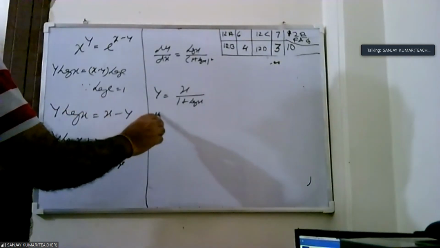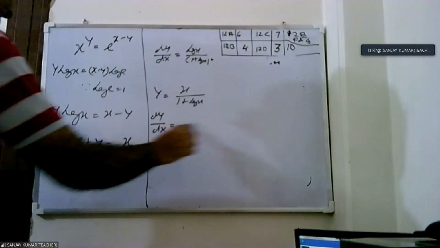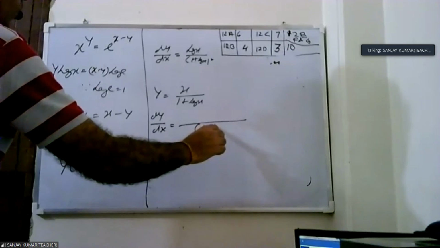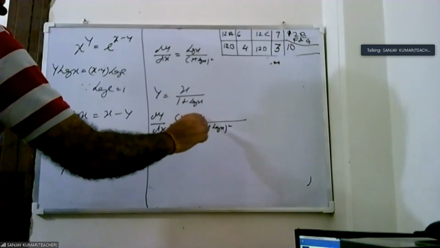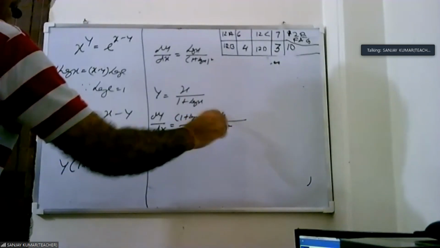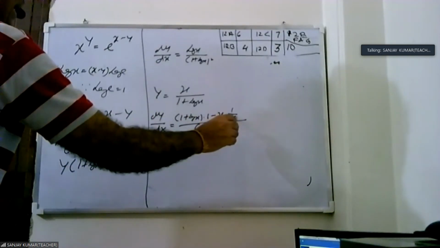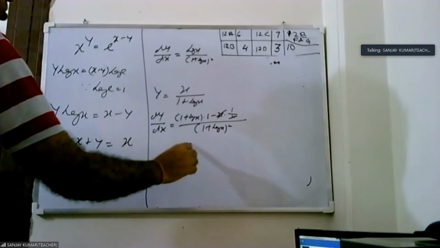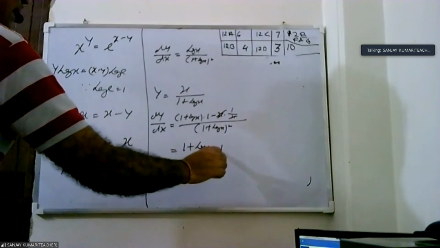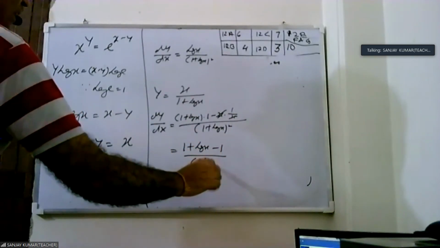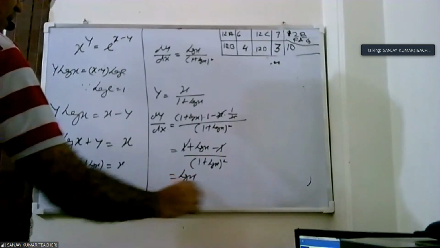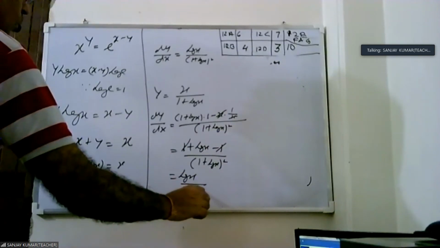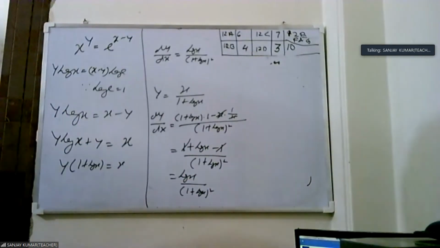Now what is the differentiation? Simple, it is the division rule. (1 plus log x) whole square. Okay, (1 plus log x) into 1 minus x as it is, into 1 by x. So x is cancelled with x. So what do we get? (1 plus log x minus 1) upon (1 plus log x) whole square. This 1 is cancelled and you get the answer. So this is type 2. Okay, in tomorrow's class we start the parametric form.